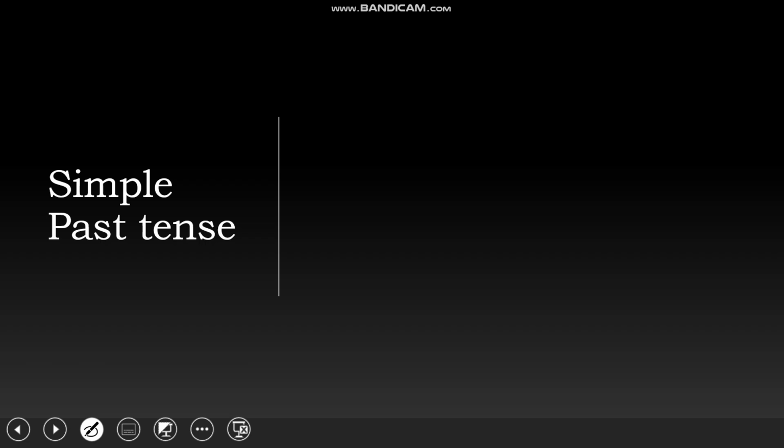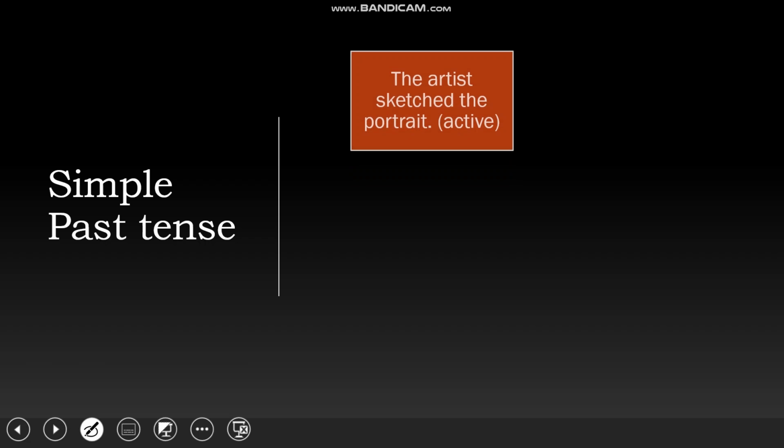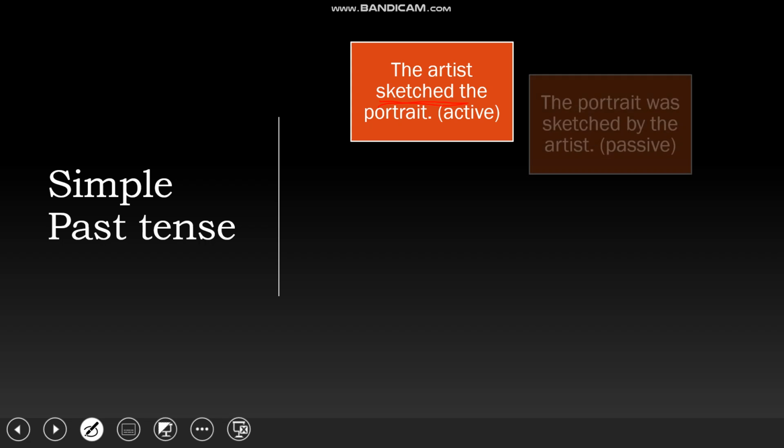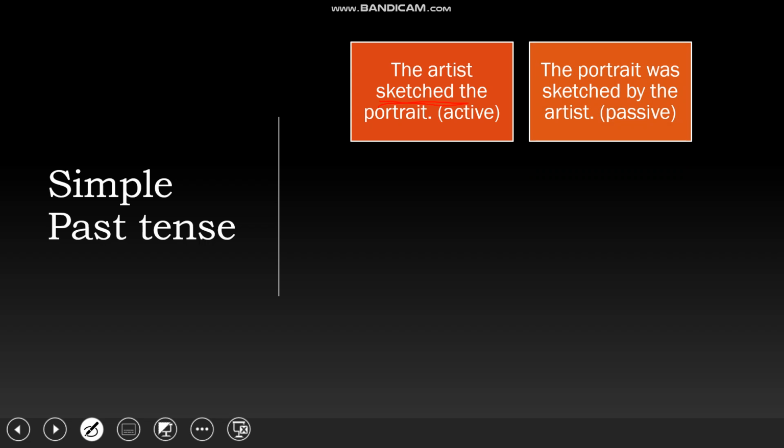Now let's move on to simple past tense. Look at the sentence. The artist sketched the portrait. This is an active sentence. It is a past tense sentence. It's a simple past tense used in the sentence.